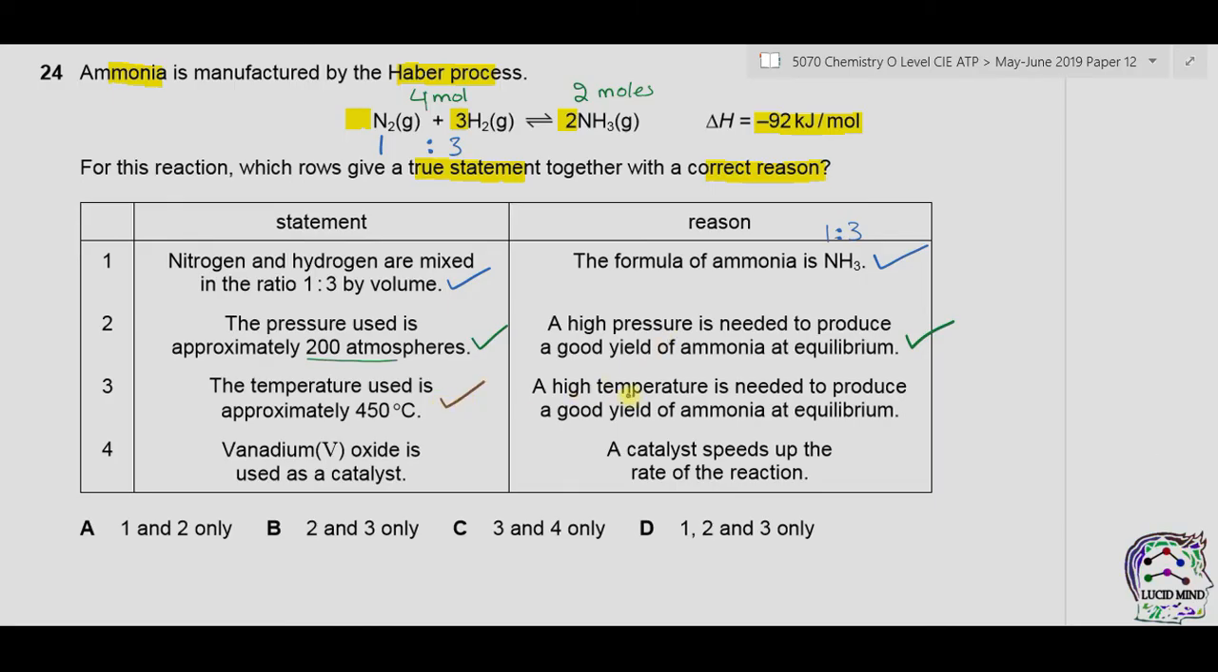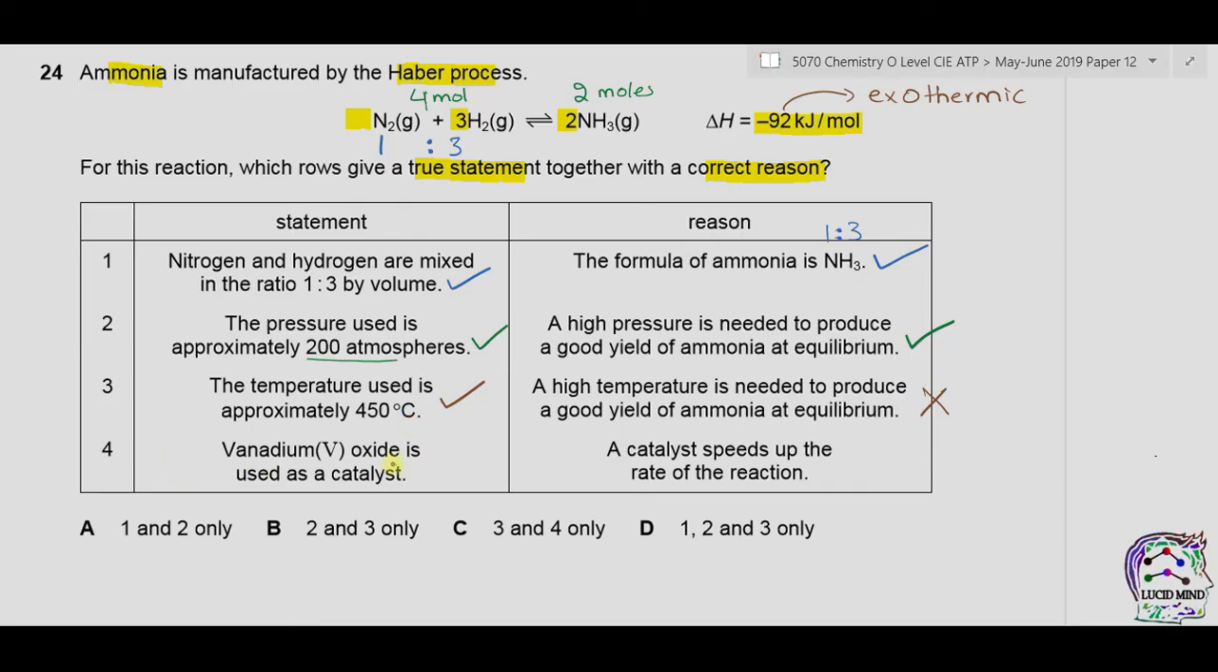Now the reason is that a higher temperature is needed to produce a good yield of ammonia at equilibrium. This reason is incorrect because this reaction is exothermic, as the enthalpy change is given as negative. So for an exothermic reaction at higher temperature, the yield of ammonia will be less. Actually, this temperature is used to keep the rate of reaction moderate.